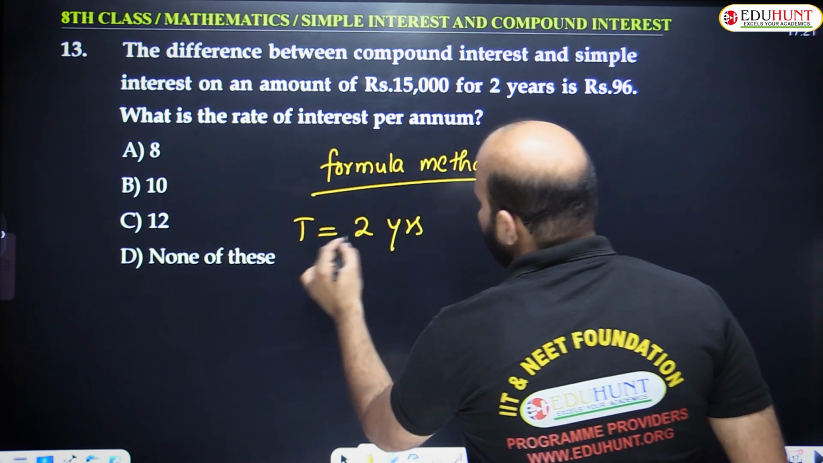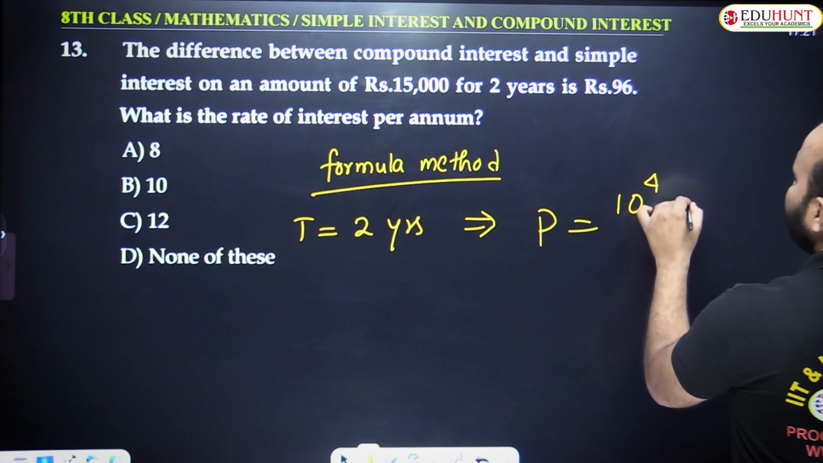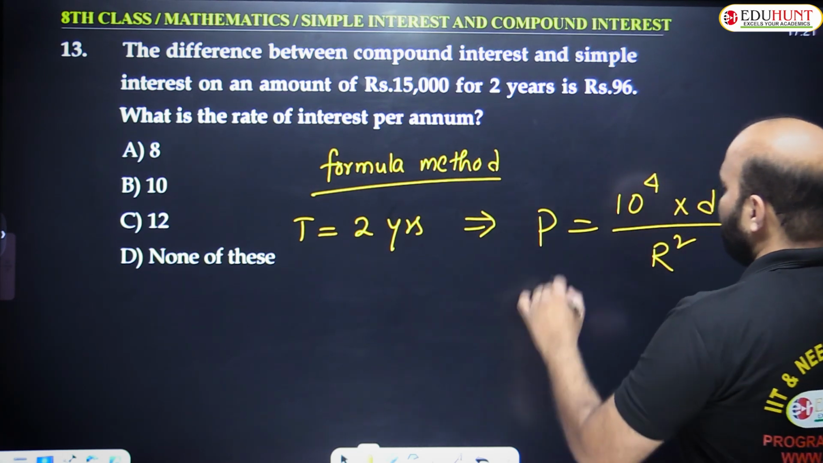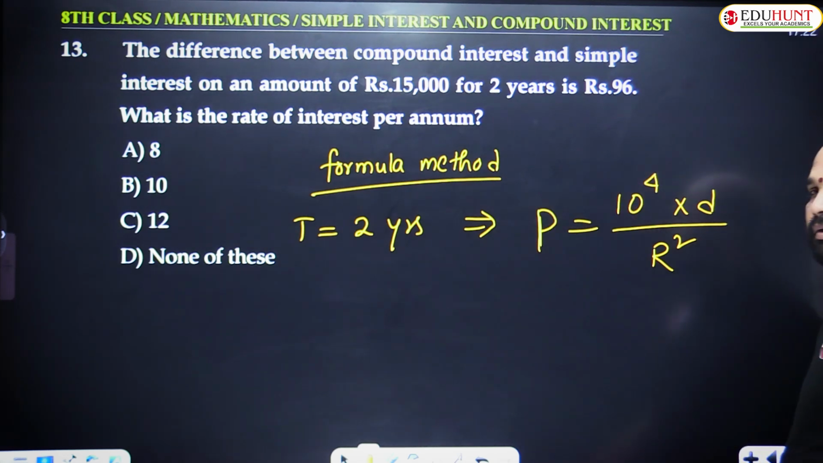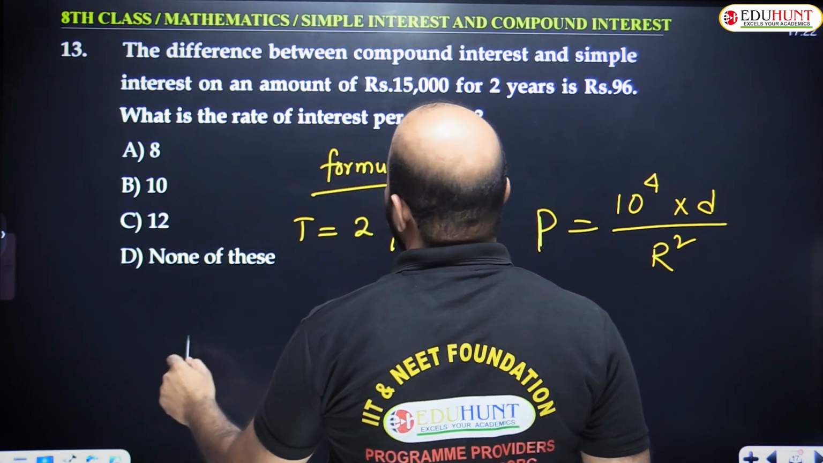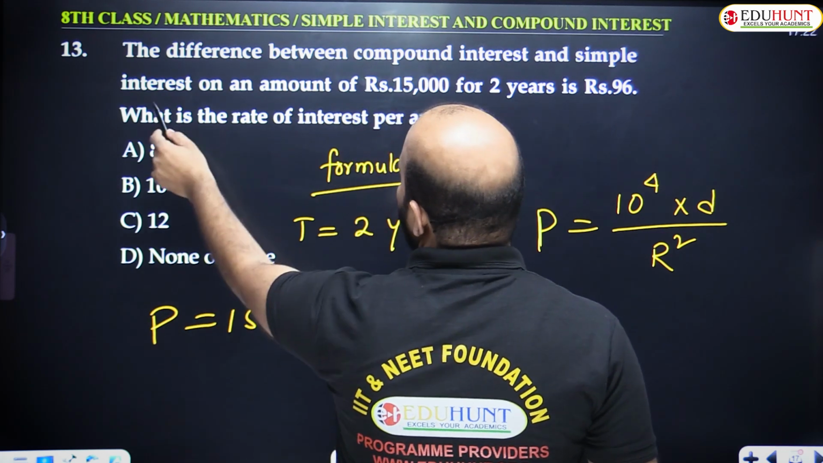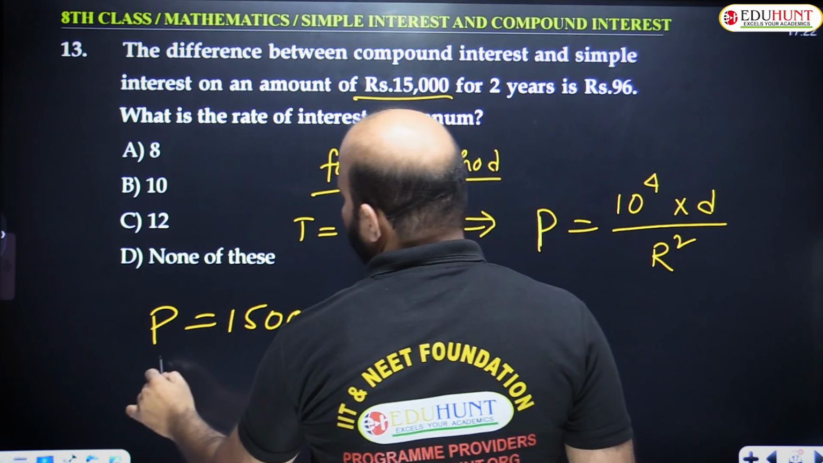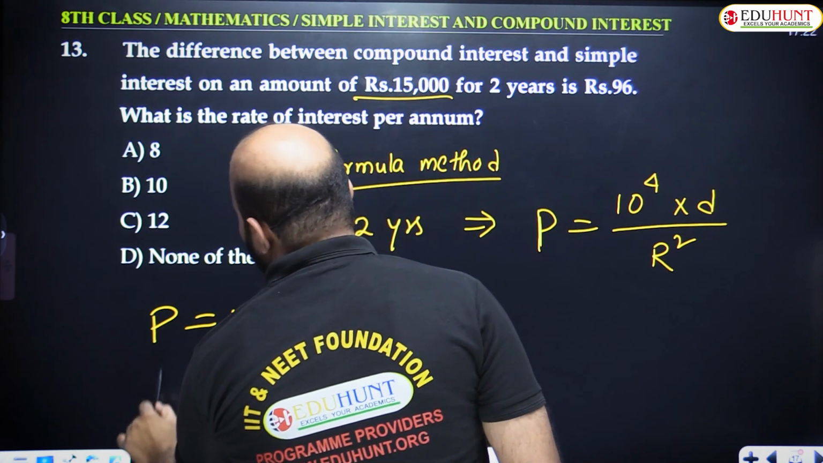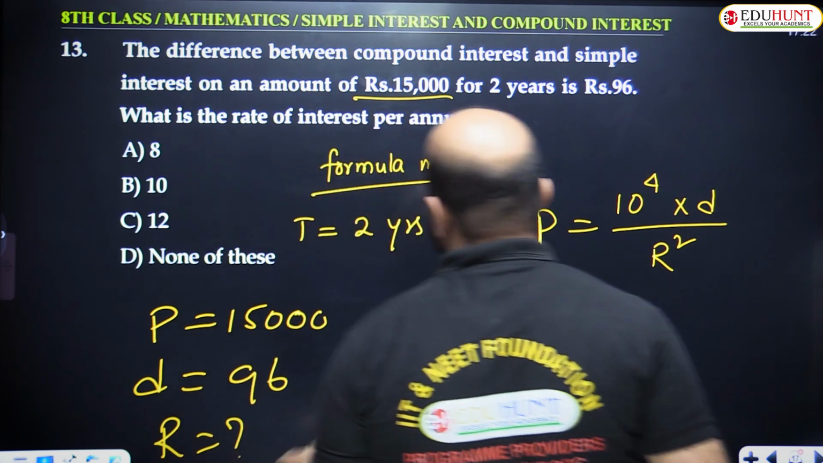If time equals 2 years, what is the formula? P equals 10 power 4 into D by R square. This is the compound interest formula. So principal equals 10 power 4 into D by R square. Here, how much principal is given? 15,000 rupees is given on the amount, time is 2 years, and the rate of interest you don't know. And the difference, D value, how much is given? 96 rupees. But the question is asking the rate of interest, with time of 2 years given.